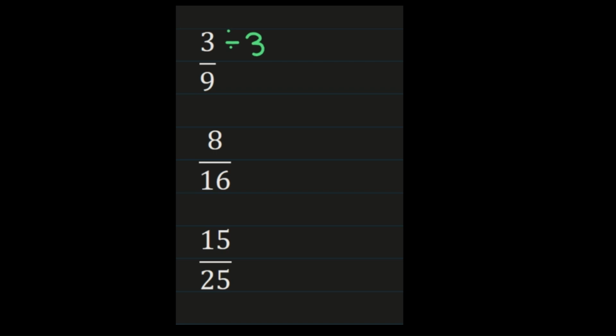So I'm going to divide my numerator by 3, and I'm going to divide my denominator by 3. I always have to divide my numerator and denominator by the same thing because that way I'm not changing the value of my fraction. So 3 divided by 3 is 1. 9 divided by 3 is 3. So 3/9 simplified is equal to 1/3. And again, because I divided my numerator and denominator by the same number, technically I've divided by 1. So I haven't changed the value of 3/9 when I've simplified it.